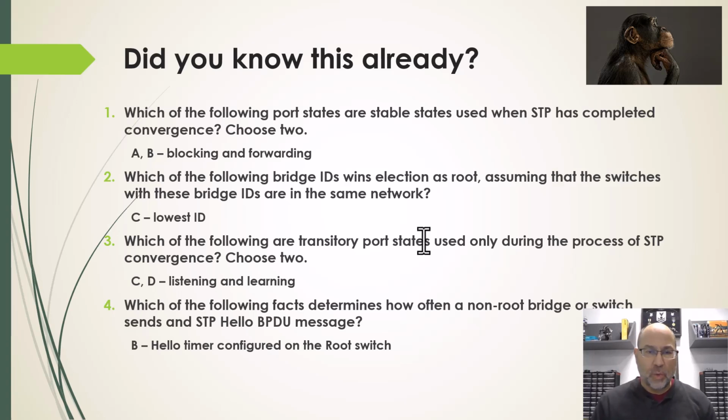Question number 2, which of the following bridge IDs wins election as root, assuming that the switches with these bridge IDs are in the same network. So the key to all of this is that the root election is based on the lowest bridge ID. Bridge ID, and I'll say this a bunch of times, is a combination of priority plus MAC address. And so the one with the lowest one wins, and that was C.